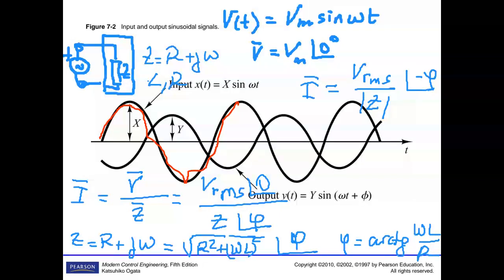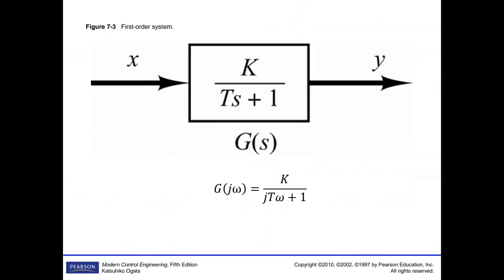So this is just the start. Your input is sinusoidal and your output is sinusoidal too. But in your control problem, as long as you see S, you are going to replace it with j omega. So in our Bode system, we are going to put S equal to j omega, which is obtained. This is a first order system.